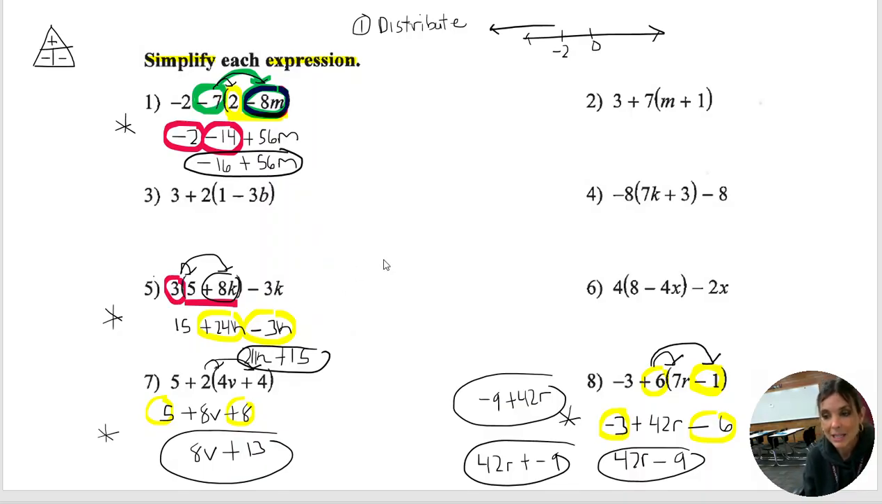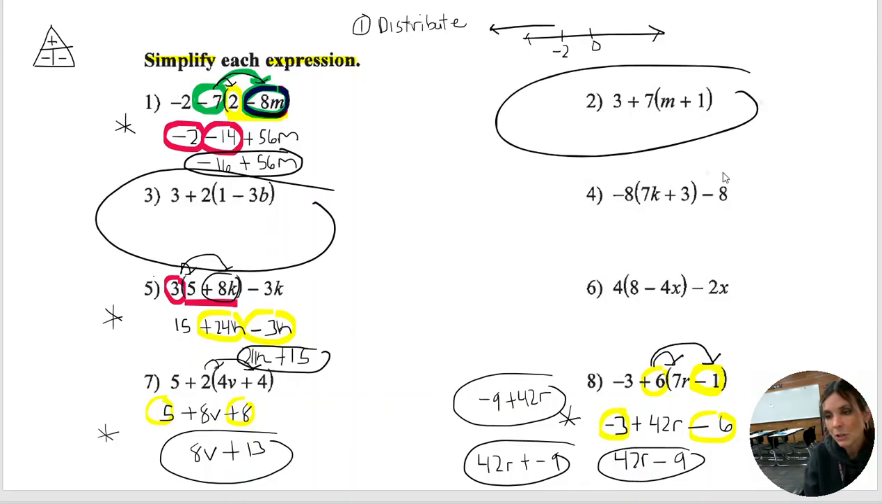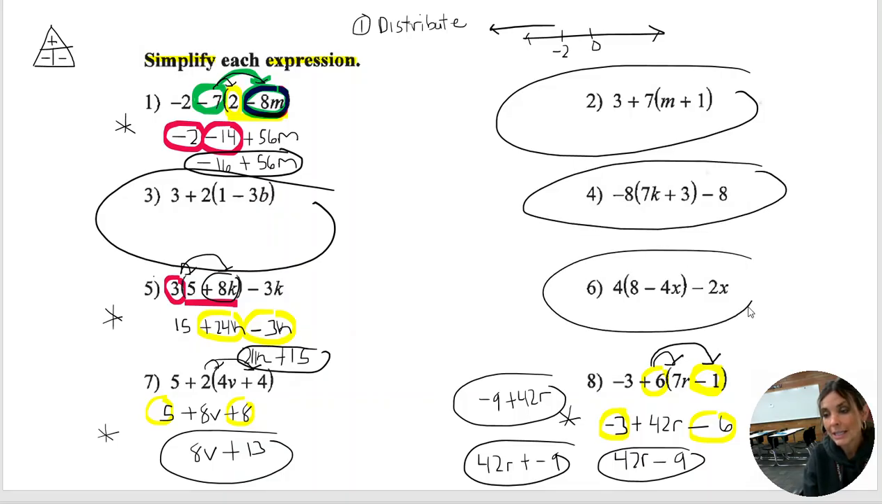Okay, now what I want you to do is you're going to pause the video at this point. You are going to do questions number 3, 2, 4, and 6. You're going to show me all of your work. You're going to bring that back to me. I'm going to check it off with you. Once I've checked it off with you, you're going to come back to the video. You're going to unpause it, and then you're going to go to the next part. Okay, so pause the video now. Do 3, 2, 4, and 6. Bring it back to me. I will check it off with you.